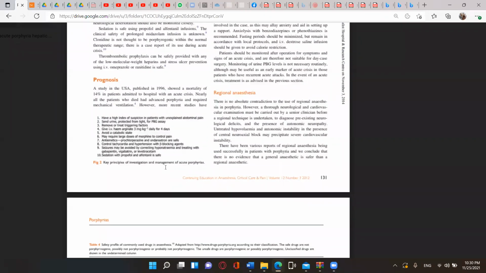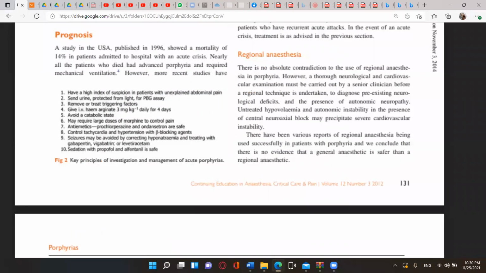Okay, so this is how to control the acute crisis. They can ask you this. This is high. If you are reading this article, you will just have a look at these things. Have a high index of suspicion in patients with unexplained abdominal pain. Send urine protected from light for PBG assay. And actually ABC, they have not written here, but this is the most important thing. If someone just tries to reproduce this chart, he will miss ABC and the answer will be wrong.